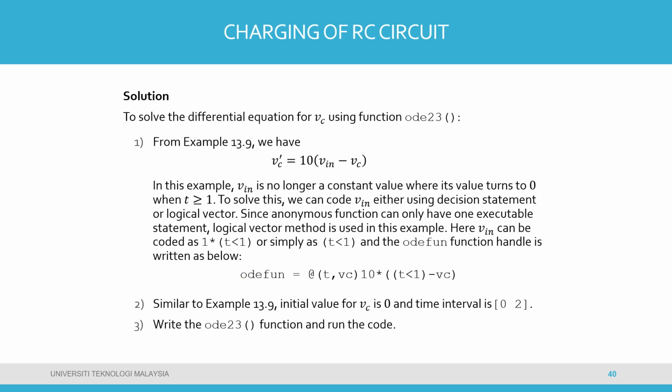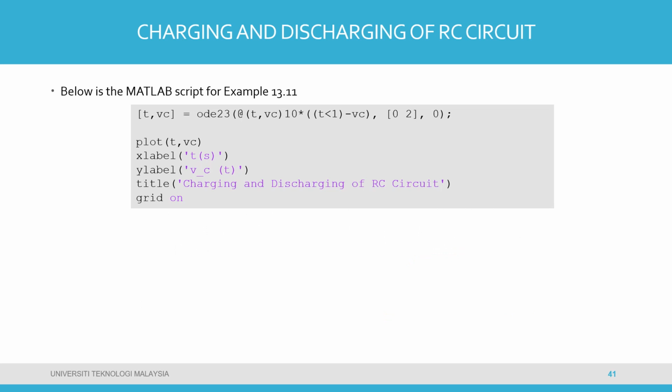So we move on. Similar to example 13.9, the initial value is 0. Of course, this is the interval. You use ODE23. It is almost the same, but the only difference is the voltage is now 1 instead of 10. In the previous example the voltage is 10, now it is 1. Make sure you try this example 11 inside your Matlab.